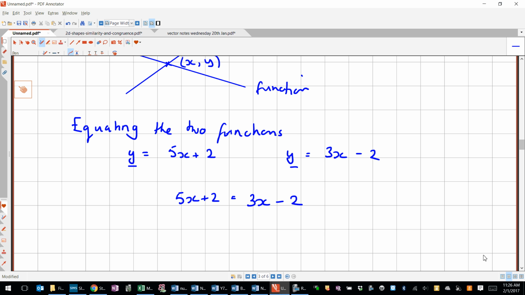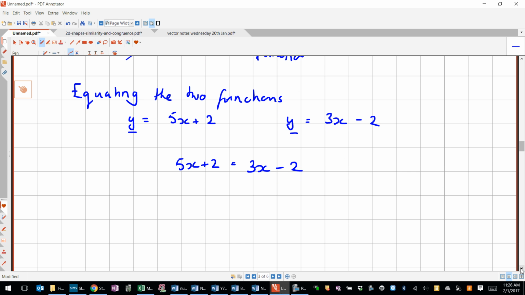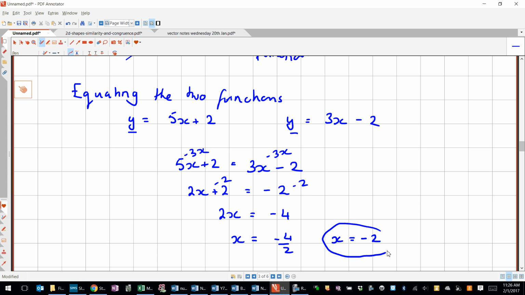Do you want to do that? Subtract 3x. So 2x equals negative 4. x equals negative 2. So x equals negative 2. Now that is half of the solution.